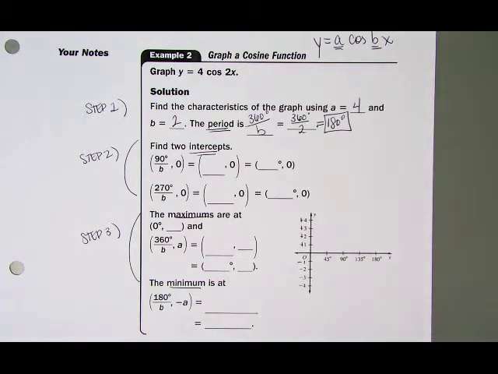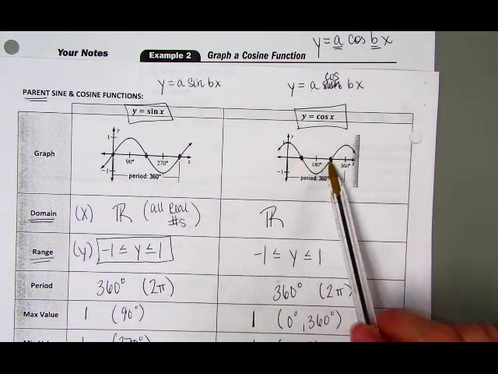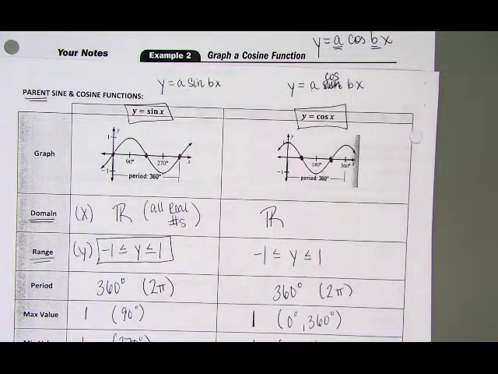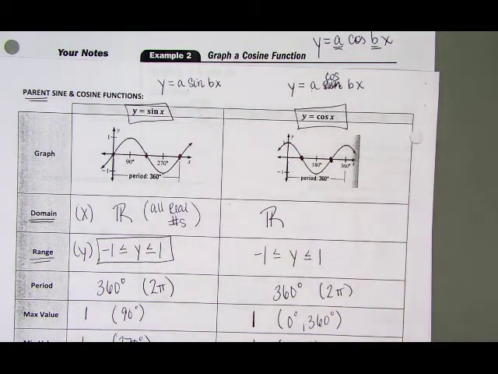The next is finding the intercepts. So again, if we look at our original cosine parent graph, we know we only have 2 intercepts in one given period, and those tend to happen at 90 degrees and 270 degrees.